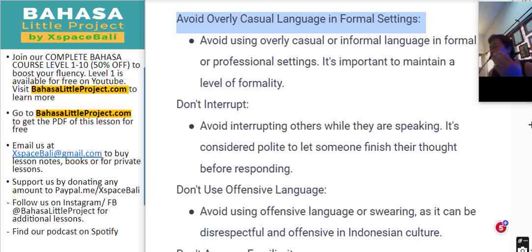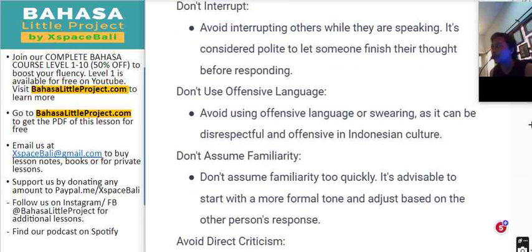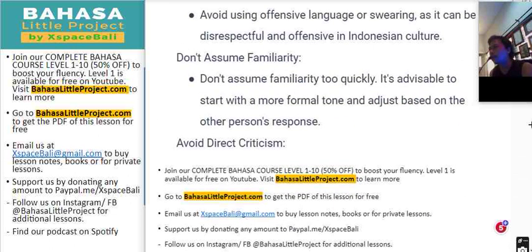Avoid interrupting others while they are speaking. That is super rude. In Indonesian culture, and I think in Western culture, sometimes this can be considered rude, sometimes it can be considered normal. But in Indonesia, it is always rude. So don't interrupt. Don't use offensive language. This is also true in English, but I think in English culture it is relatively more common to use offensive language. In Indonesian culture, I think people would refrain more from using offensive language.